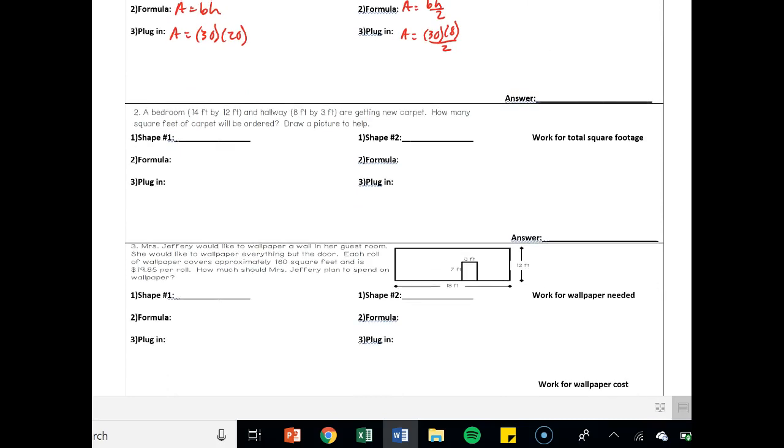In this problem, it's going to be helpful to draw the picture, right? To say, hey, if I've got a room that is 14 by 12 and a hallway that is 8 by 3, right? Hopefully you can draw a little bit better than me. And I want to find the total area for the carpet that I need to order. You should be able to work that.